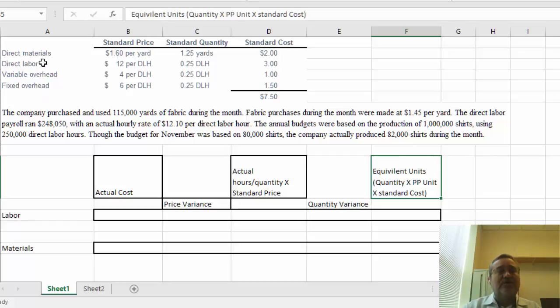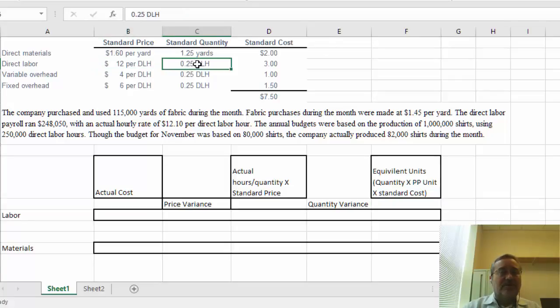What we see in direct materials is a standard price, meaning that we're going to use yards of material at $1.6 per yard. We're going to use for each item 1.25 yards, thus our standard cost is $2. And our direct labor cost is $12 per hour. We're expecting to use a quarter hour per unit, therefore our standard cost is $3 per unit.